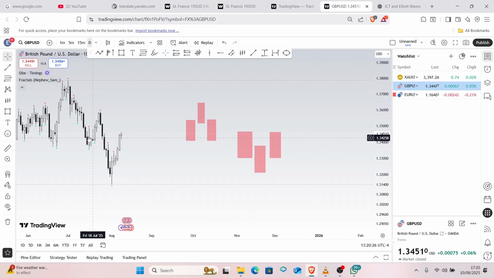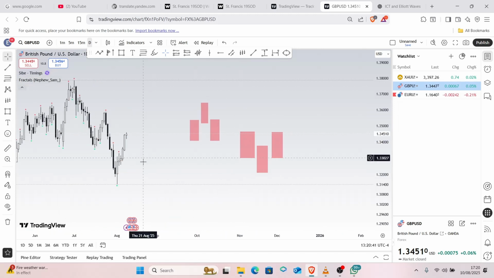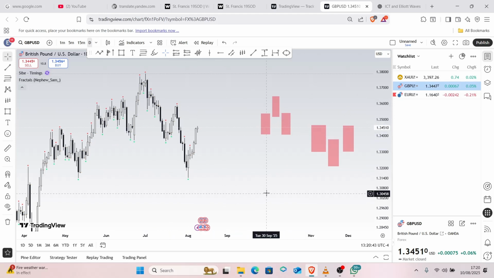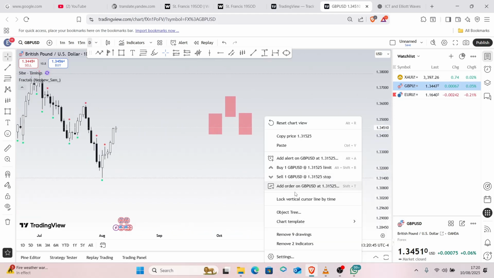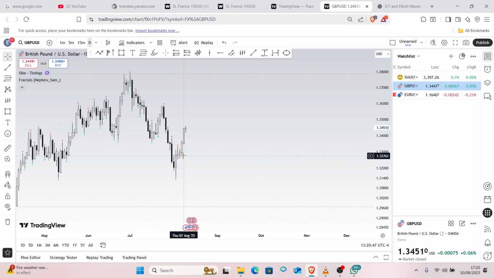All right. If you're looking for this particular indicator, I think it's free on TradingView, and the name of the indicator is Fractals by Nephew Sam. So if you just type fractals, then the Nephew Sam one is the one that you're going to get. So if you put this on your chart, you're going to see the same thing. Now let me remove drawings and then show you guys what we're talking about.